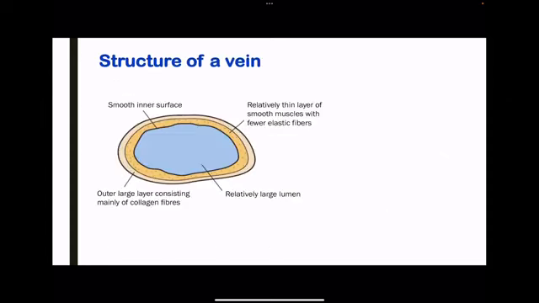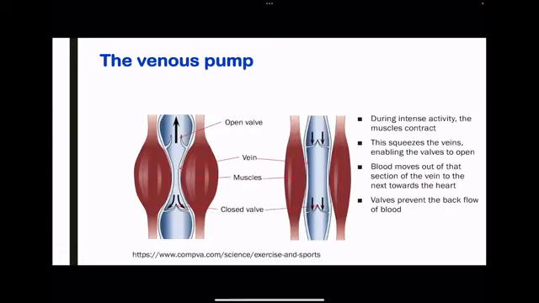This is an example of the structure of a vein. We can see veins have the outer layer, which is large and consists mainly of collagen fibers. They also have a relatively thin layer of smooth muscle with fewer elastic fibers. Since the lumen is bigger, we do not need much elasticity. We have the smooth inner surface, which is this one here. Since blood moves through the veins without being at very high pressure, the main adaptation of a vein for its function is having valves in order to prevent the backflow of blood.